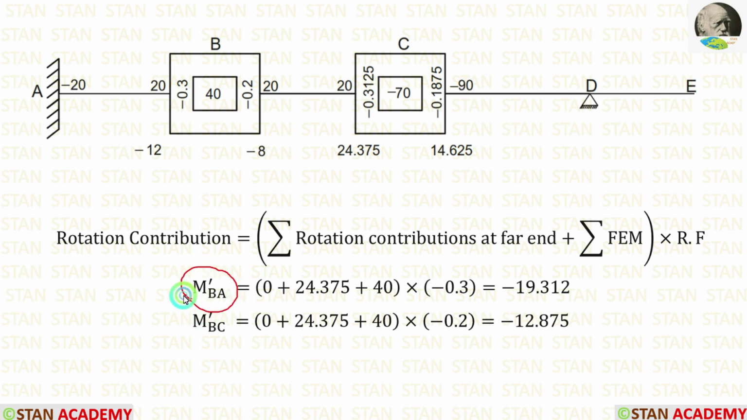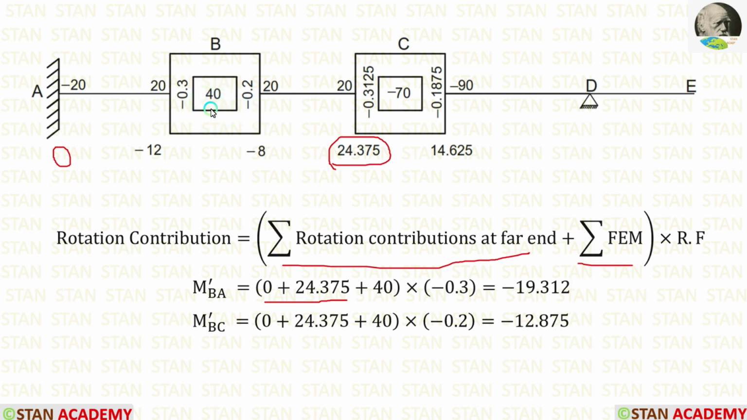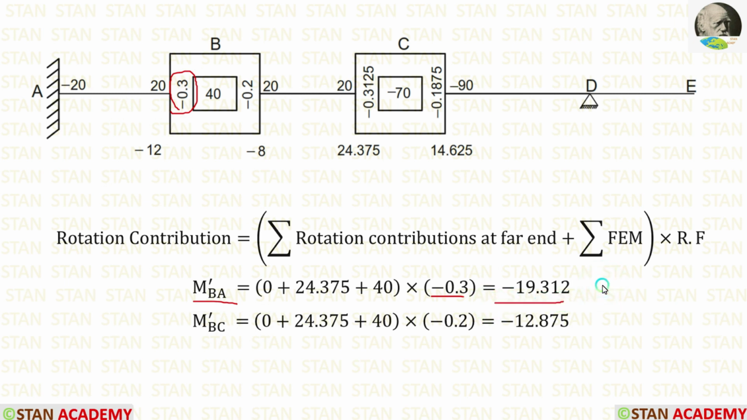First, let us calculate M-BA. In the point A, the rotation contribution is 0. In the point C, now we are having the rotation contribution, that is 24.375. So for the summation of rotation contributions at the far end, we are having 0 plus 24.375. The summation of fixed end moments is 40. The rotation factor for BA is minus 0.3. We can apply. After the calculations, we are getting M-BA is equal to minus 19.312.